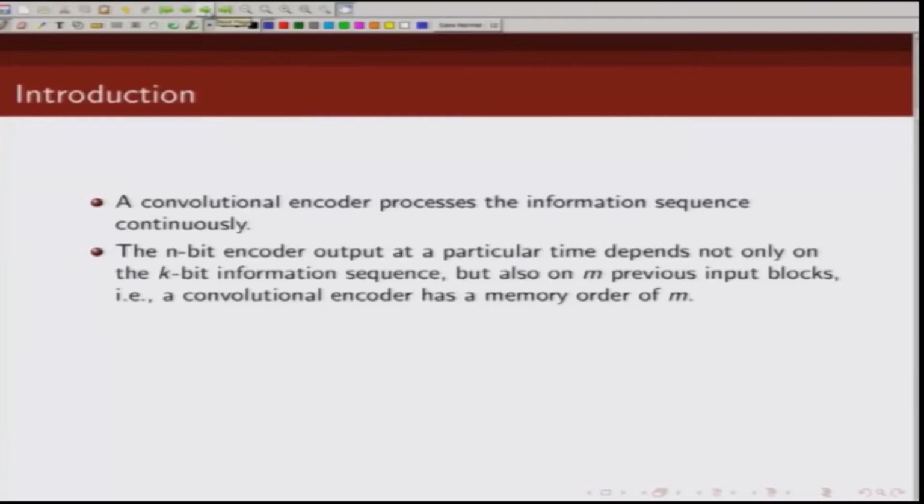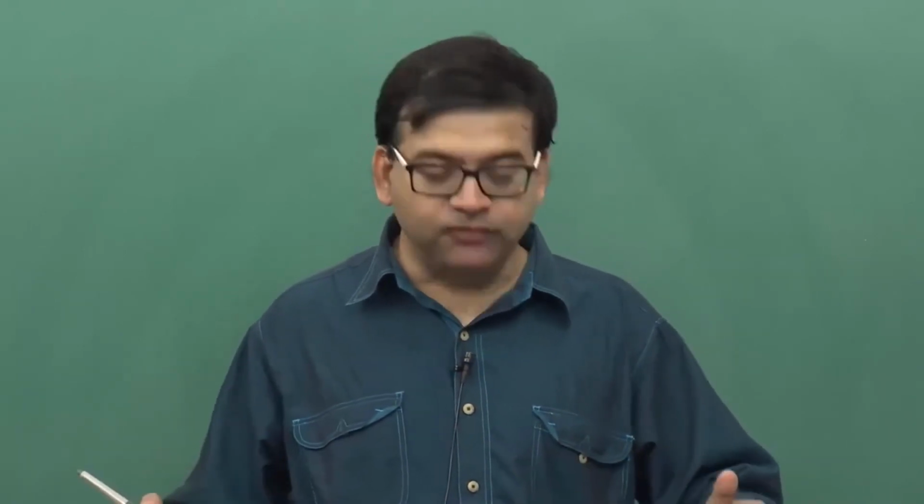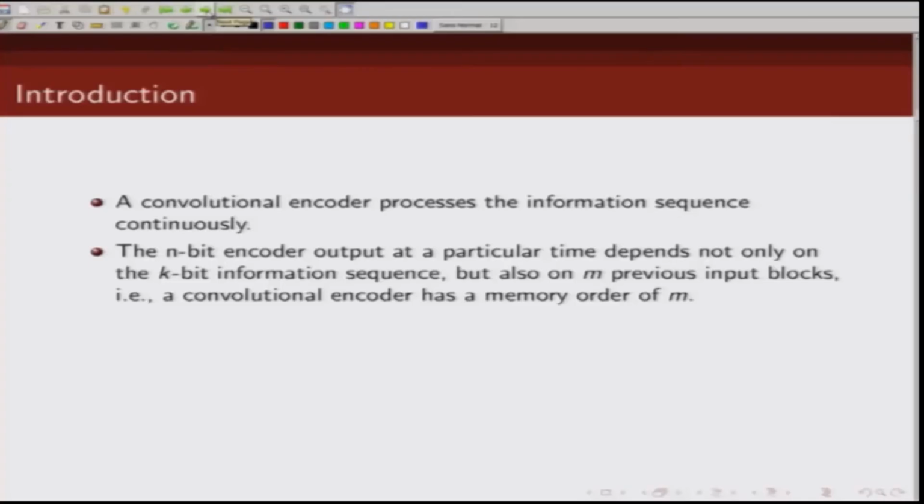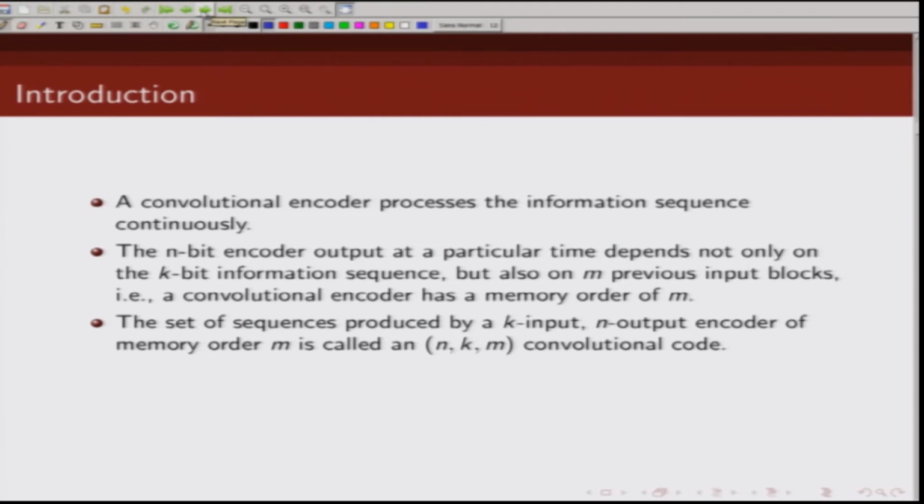We also know that the output of a convolutional encoder depends not only on the current input, but it also depends on past inputs and past outputs depending upon the memory of the convolutional encoder. And as we have seen, we can realize a convolutional code using shift registers. So, we describe a convolutional code basically as an (n, k) convolutional code with memory m.